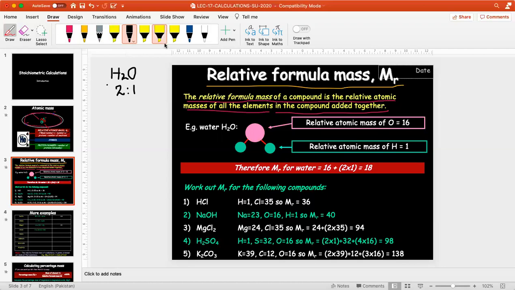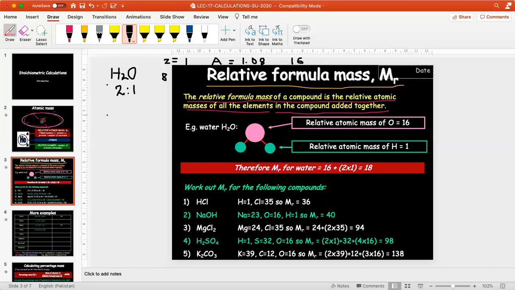Now the atomic number of hydrogen, Z, is 1. And A, the atomic mass, is equal to 1.08, which is negligible, and we take it as 1, as a whole number. If I talk about oxygen, 8 is the atomic number and 16 is the atomic mass. These quantities are given to you in the question. Now how to calculate the MR, relative formula mass? You just add up all these things.